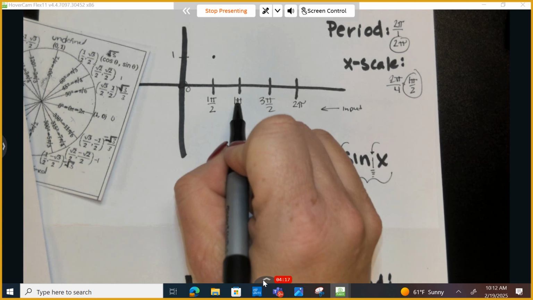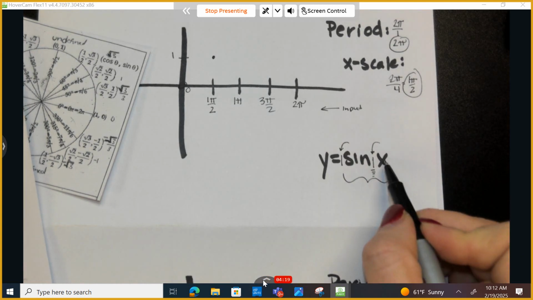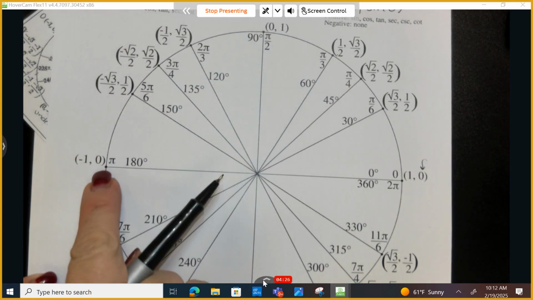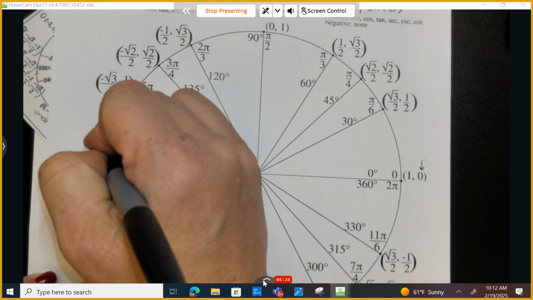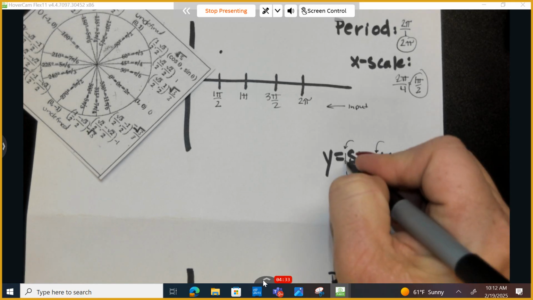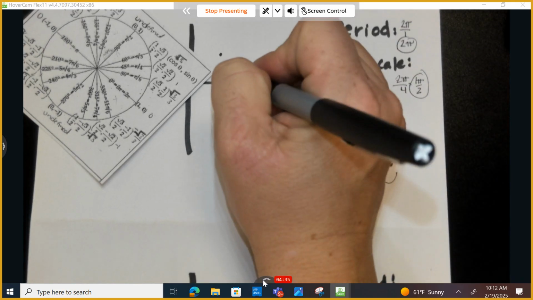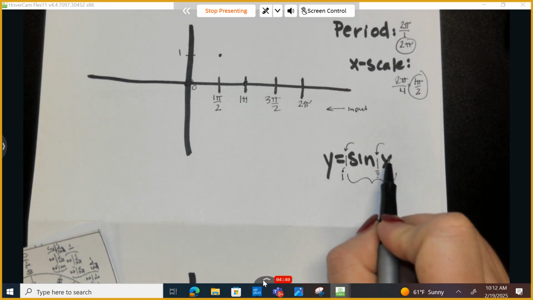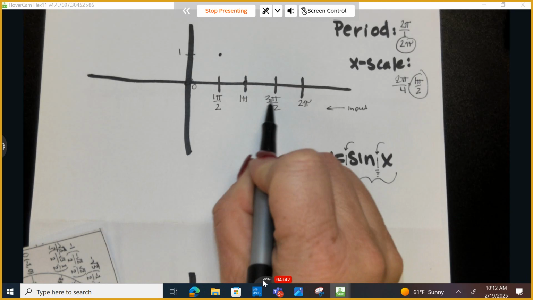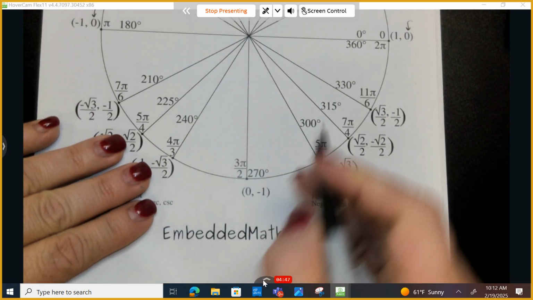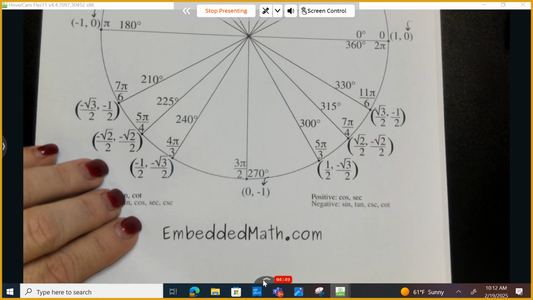Let's start with 1 pi next. So everybody come over here and you're watching. 1 pi times 1 is 1 pi. Please locate 1 pi on the unit circle. Here's 1 pi. The output for sine is 0. 0 times the 1 out front is 0. Let's go to 3 pi over 2. 3 pi over 2 times 1 is 3 pi over 2. Please find 3 pi over 2 on your unit circle. The output for 3 pi over 2 is negative 1.